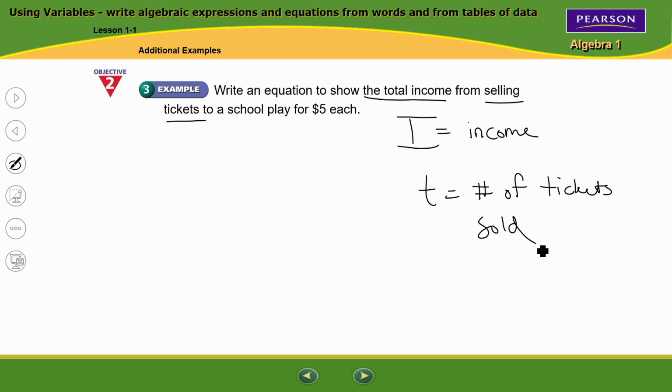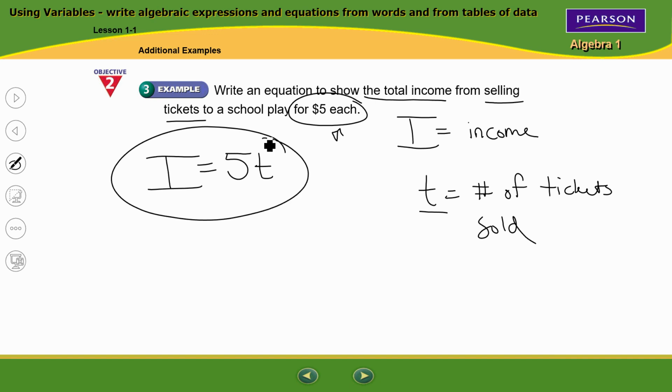So income is going to be our total, so I'm going to go I equals. Well, how do we get income? We get income by selling tickets. How much money do we get per ticket sold? We get $5 for each one. So if I sell 10 tickets, that's 10 times $5, which is $50. If I sell 20 tickets, it's 20 times $5, which is $100. Either way, what I'm setting up here is the number of tickets, T, times the cost for each ticket, which is 5. So income equals the number of tickets times 5.